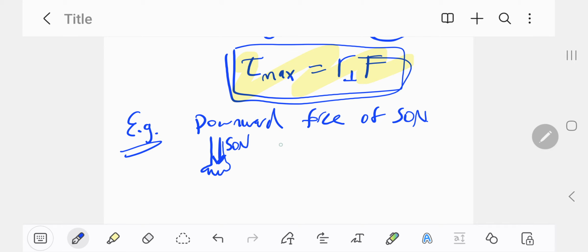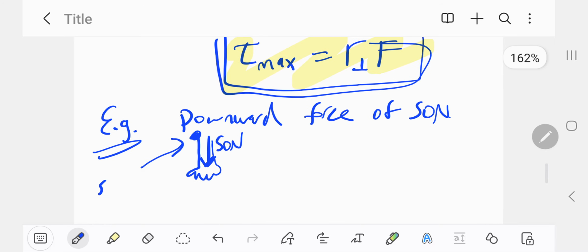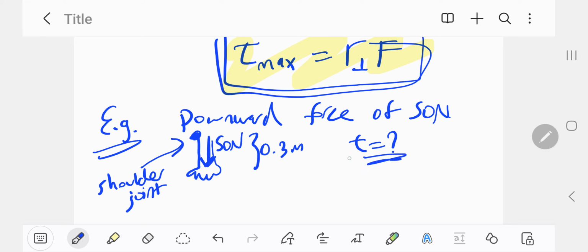And let's say the pivot, the shoulder joint, is here. Let me zoom in a bit. Shoulder joint is there. And let's say the forearm is this distance here, 0.3, so 30 centimeters away from the shoulder joint, the pivot. Let's work out the torque, how much torque is needed.